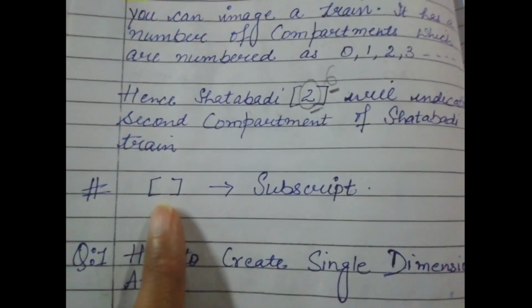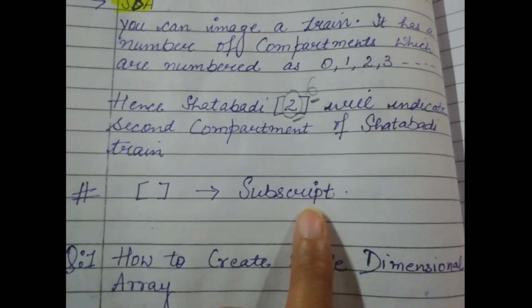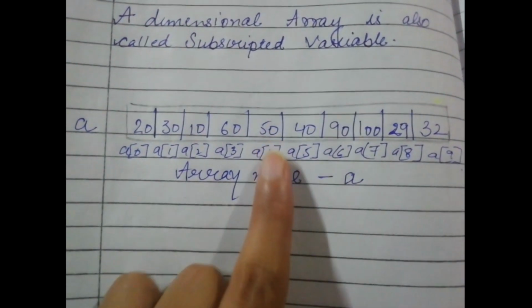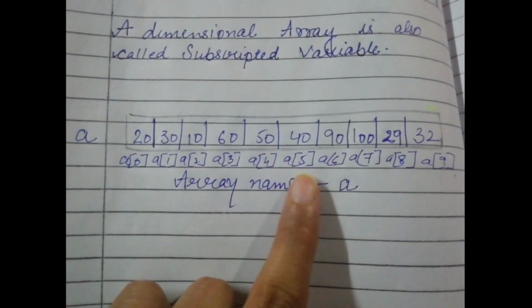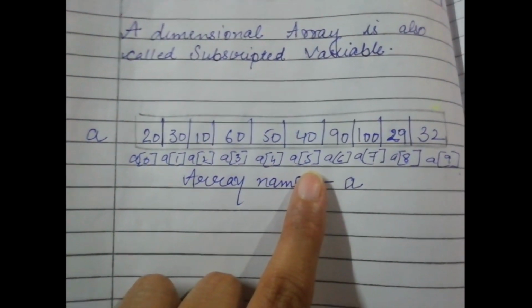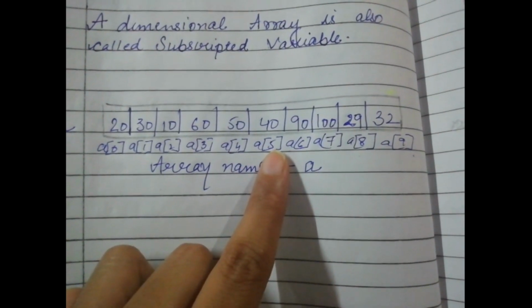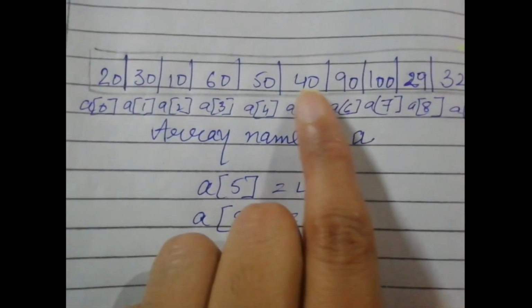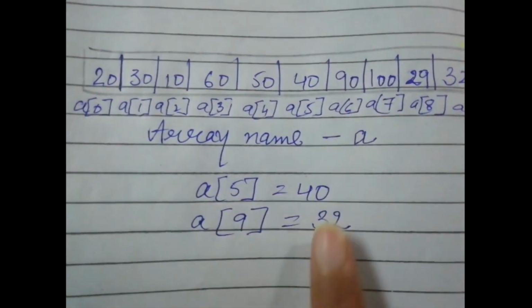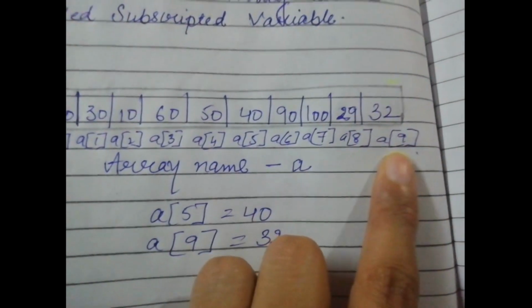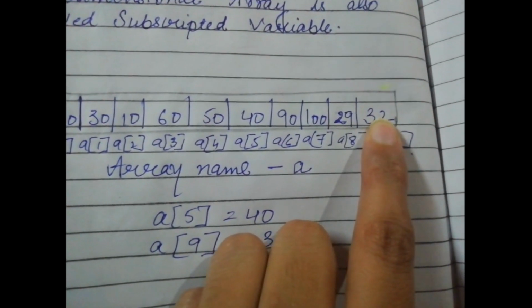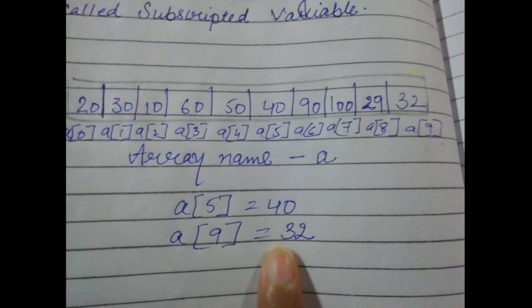So this symbol is called subscript. Once again, this diagram, this figure, can you tell me what is the value of index A5? So A5 index value having a number 40. A9 index value having a number 32.